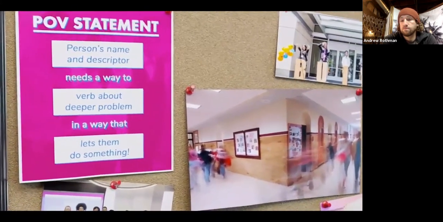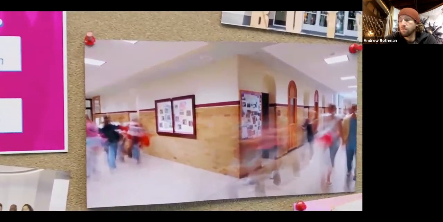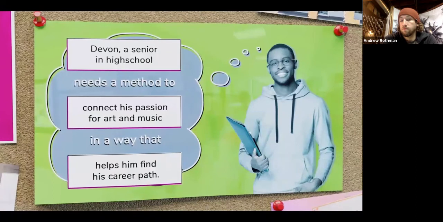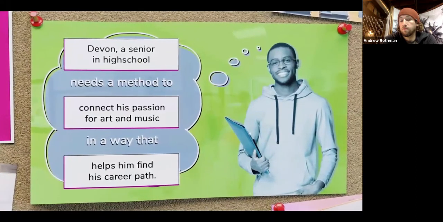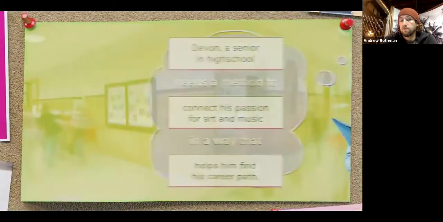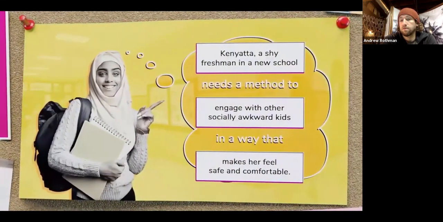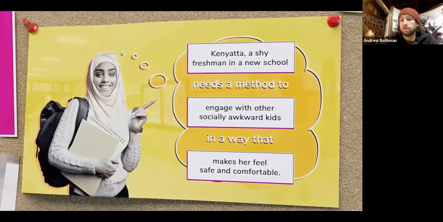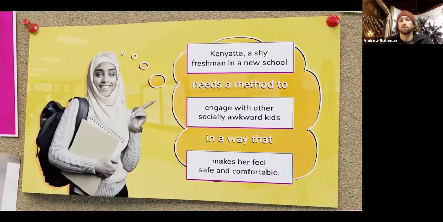Here's an example of a POV statement. Devon is a senior in high school who needs a method to connect his passion for art and music in a way that helps him find his career path. Here's another example. Kenyatta is a shy freshman in a new school who needs a method to engage with other socially awkward kids in a way that makes her feel safe and comfortable.